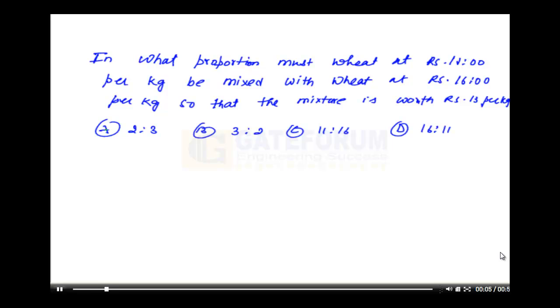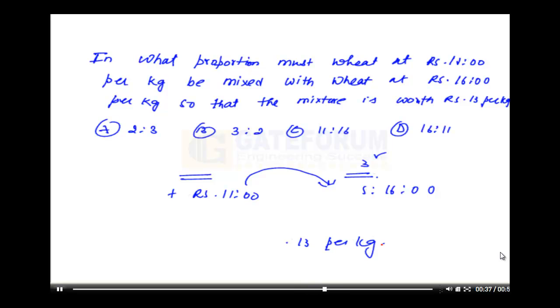$11 per kg be mixed with wheat at rupees 16 per kg, so that the mixture worth rupees 13 per kg. Now, in order to solve this problem, let us use alligation method. So first quality, let us say A, and the second quality, let us say B. Cost of first quality, that is of A, is given as rupees 11, whereas the second cost is rupees 16. If we mix these two, then the average cost must be rupees 13 per kg. Now he is asking you to find the ratio.